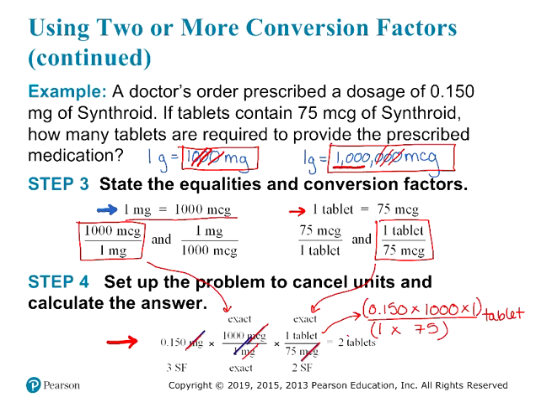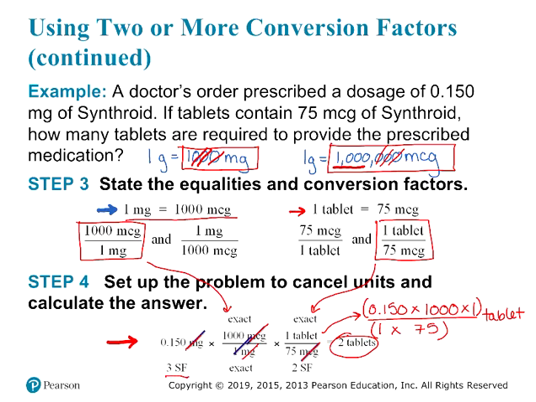What we should end up with is 2 tablets. Okay, so this problem's a little tricky because when we think about sig figs, our given value has 3 sig figs. Remember that first 0 is a placeholder, and then the second 0 is after a non-zero digit and a decimal, so it is significant.